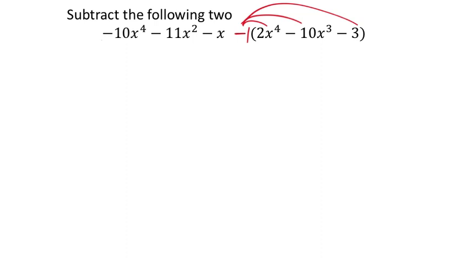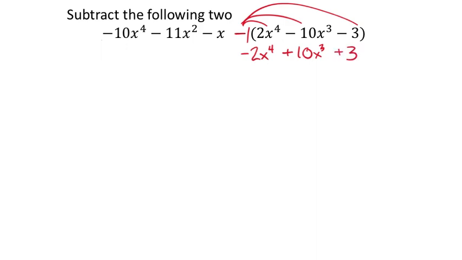But this negative 1 times the 2x to the power of 4 would be negative 2x to the power of 4. And then also negative 1 times the negative 10x to the power of 3, which would be positive 10x to the power of 3. And then negative 1 times negative 3 is positive 3.